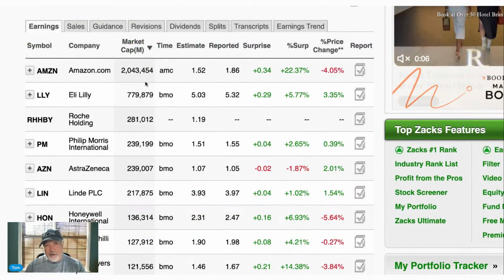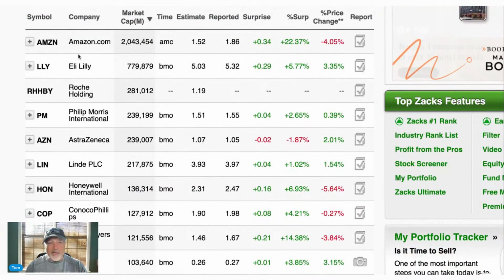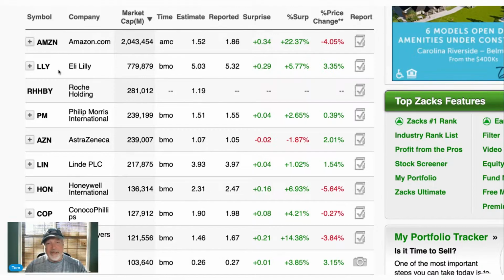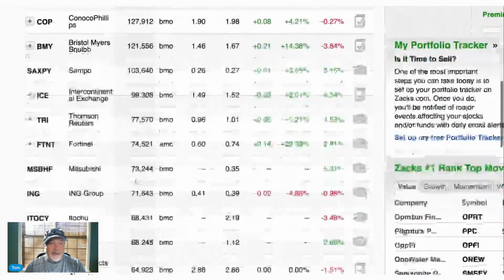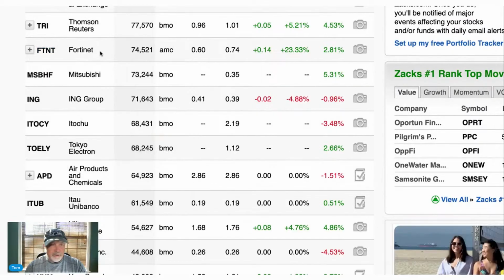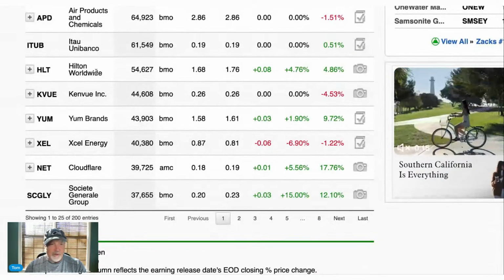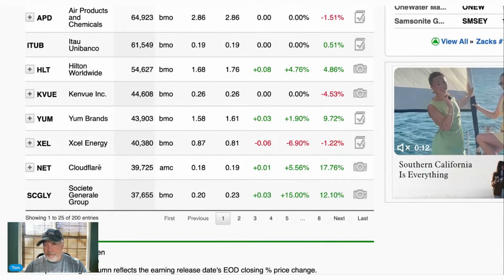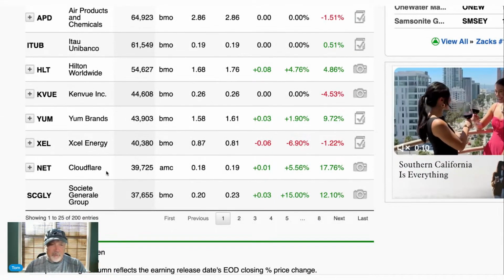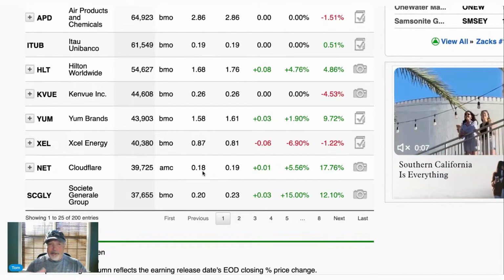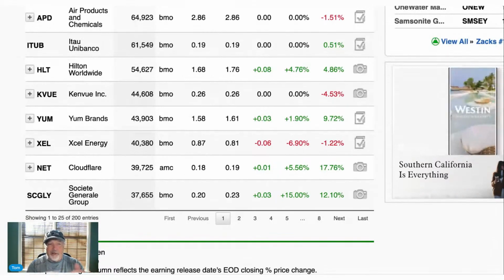And I've just put it into market cap order. So you can see there are some pretty big companies that were reporting that day. Amazon was reporting, Eli Lilly, Philip Morris, AstraZeneca, Honeywell, and on and on and on down the line. Fortinet, software company, Hilton, hotel, Cloudflare, which is NET, another software company. All of these different companies reported that particular day.